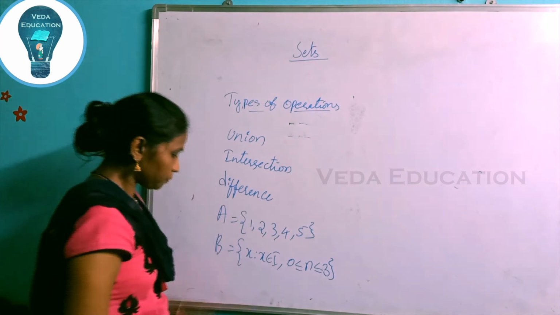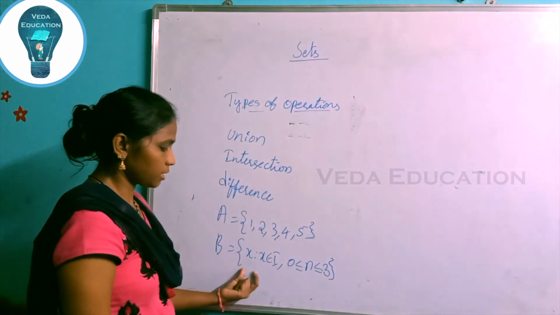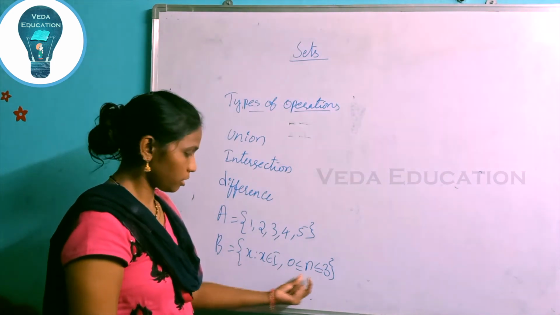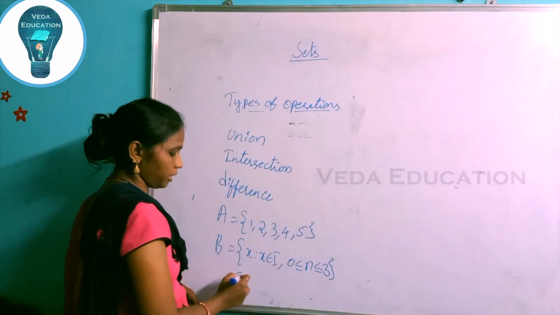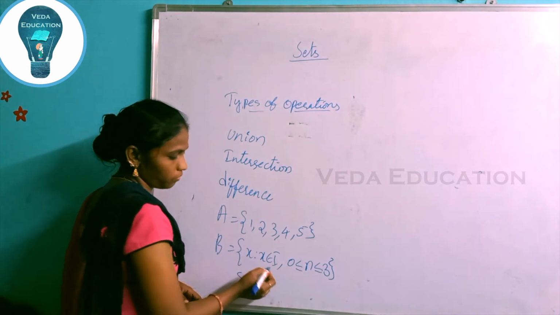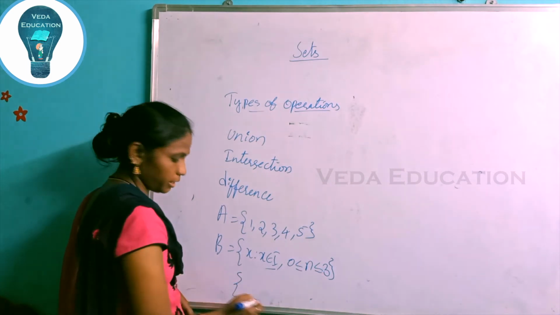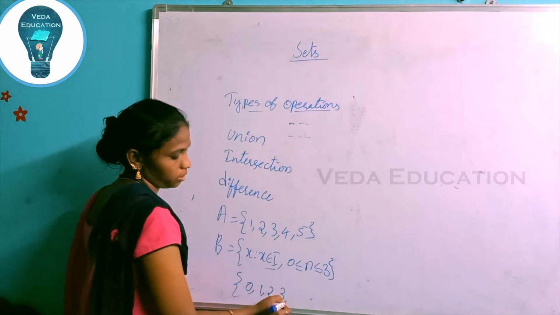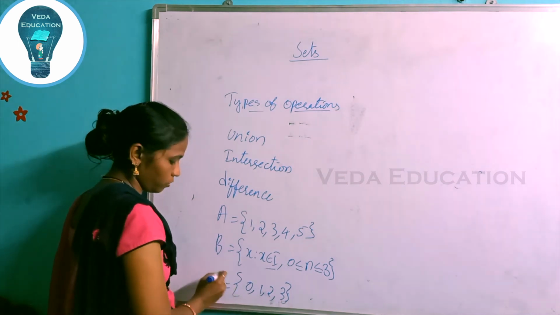See here, A set involves 1, 2, 3, 4, 5 and B set is x such that x belongs to integers and objects are in 0 and 3. So first, write this set in roster form. What is the condition given to us? Integers and these objects are in between 0 and 3. So we can consider 0, 1, 2, 3, that's it. Now we have written it in roster form.